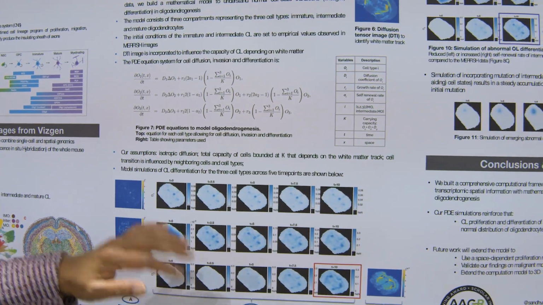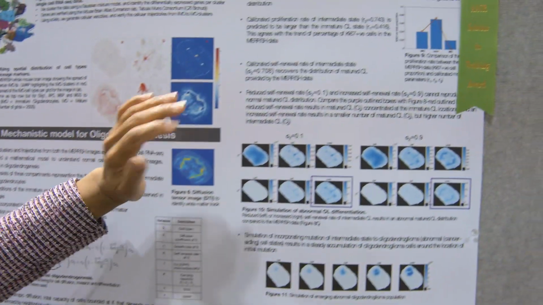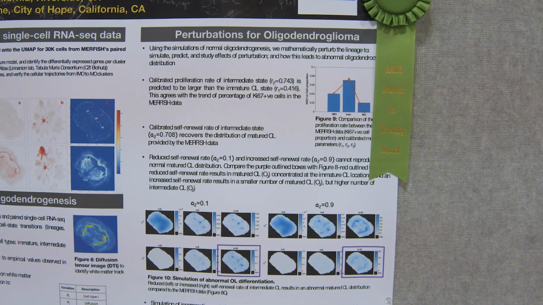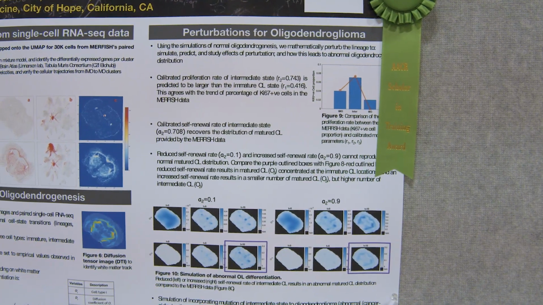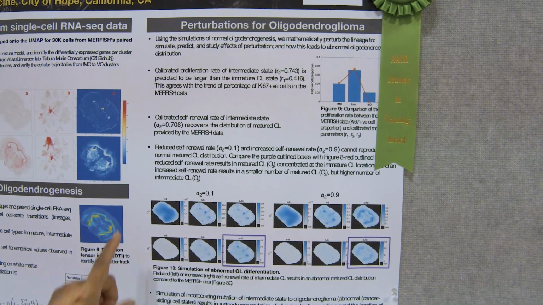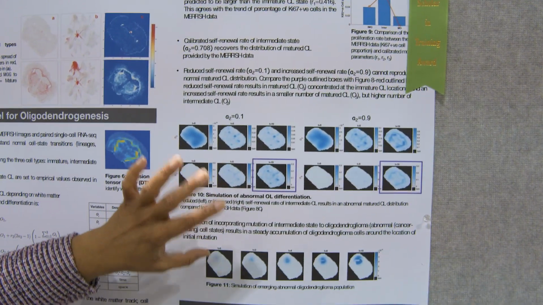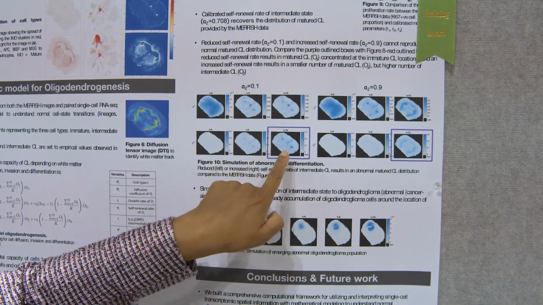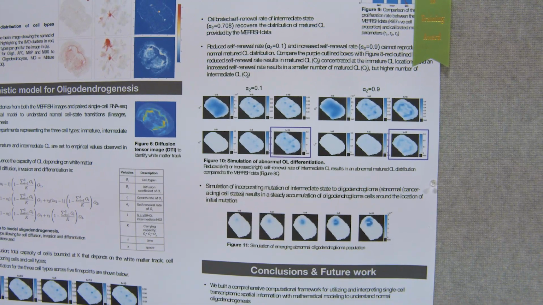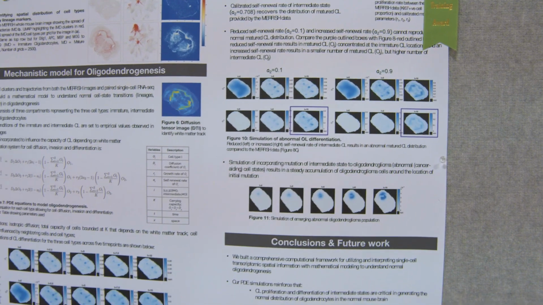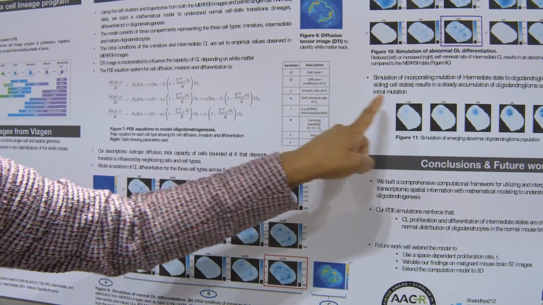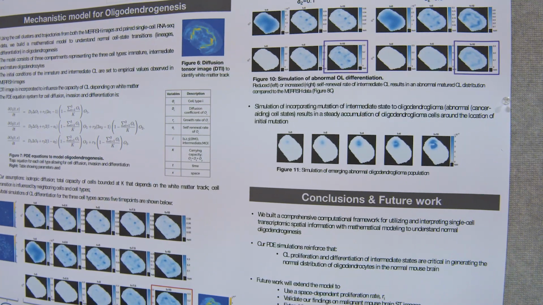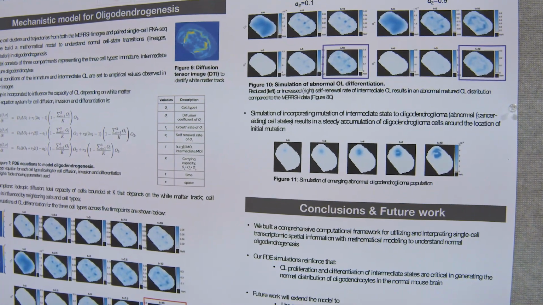With this as the base, we are now going to perturb the mathematical system to understand where the genetic aberrations form and occur, at what times they occur, and how this leads to oligodendroglioma. These are some of our initial results, which say that when we play with the self-renewal rates, increasing and decreasing them, we don't really get the same distribution of the cell types as from the imaging data. And this is again showing how we can perturb the system and use the mathematical models to simulate oligodendroglioma formation.